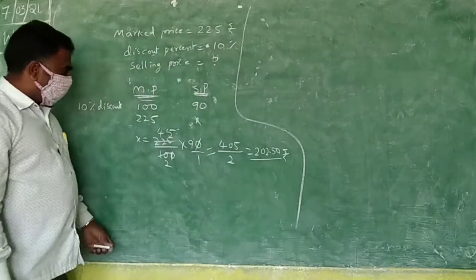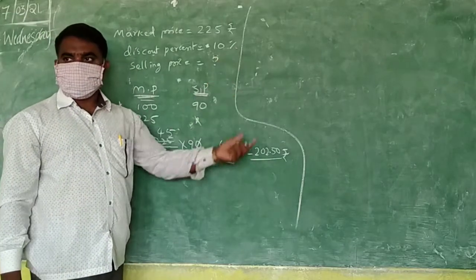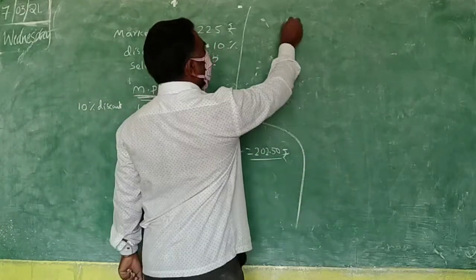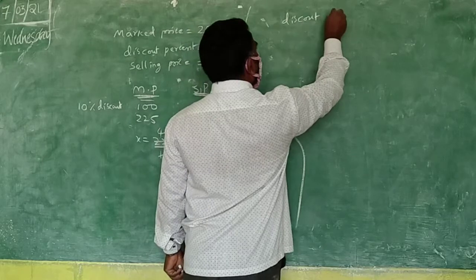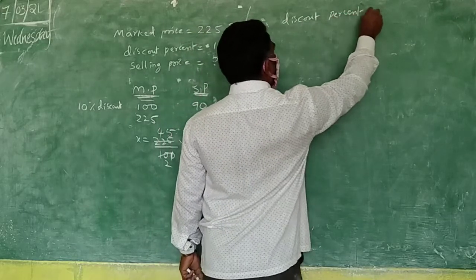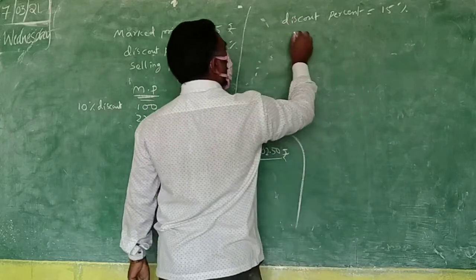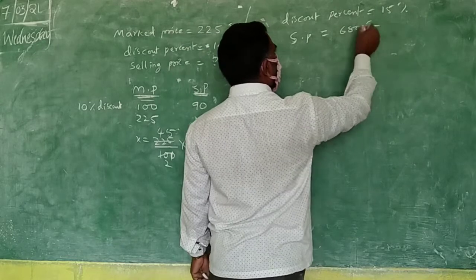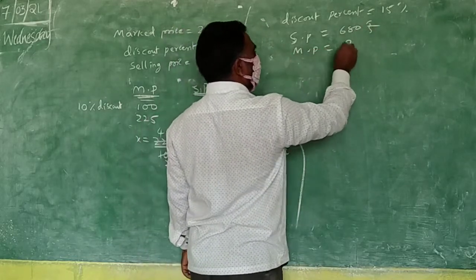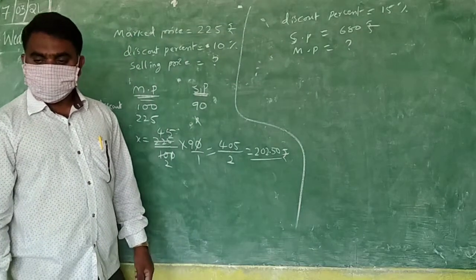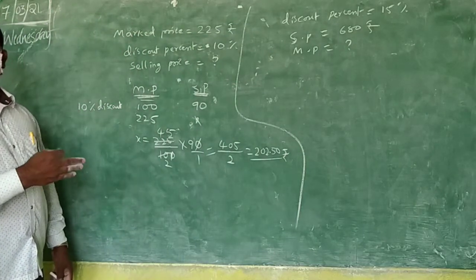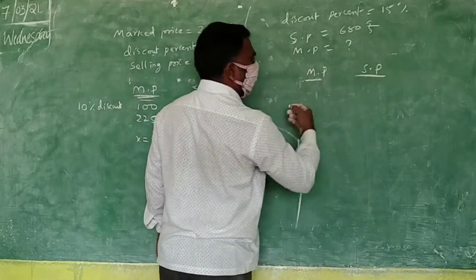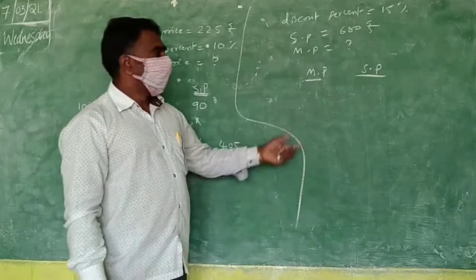Okay, then what will you do now? Write the headings. What do you know in this problem? Discount percentage you know. What is the discount percent? 15%. Next, selling price you know, 680. Then what you have to find? So what are the headings you write here? Market price and selling price are the headings.